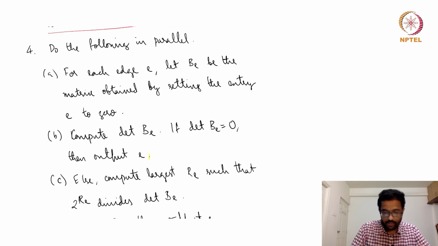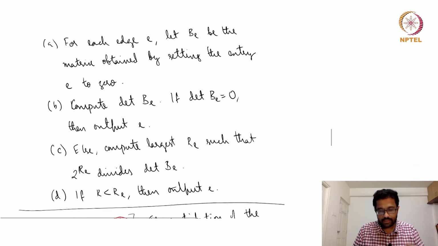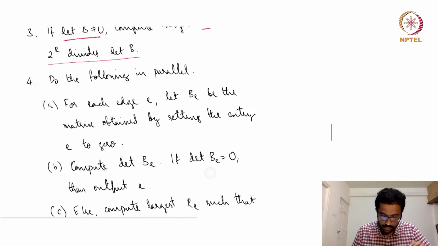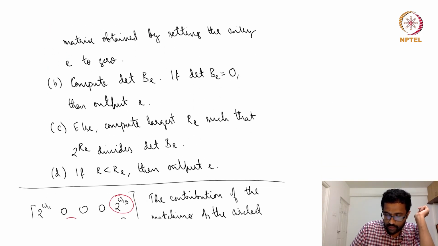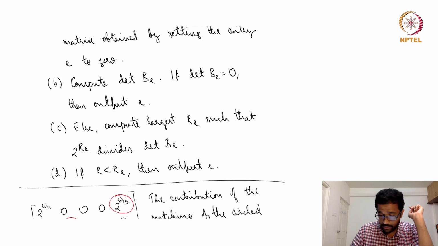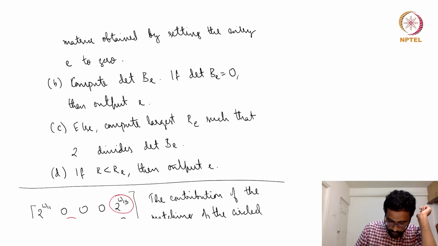If the determinant of b_e is 0, you output e. So what we will do is we will do many parallel outputs. This branch will only output e or not output e, or it will say no matching at all. In fact, no matching will already have been said in the earlier part. Sorry, if the determinant of b_e is 0, it outputs e. Else, again we do the same thing: we compute the largest r_e, which looks kind of like an L, such that 2 power r_e divides determinant of b_e.